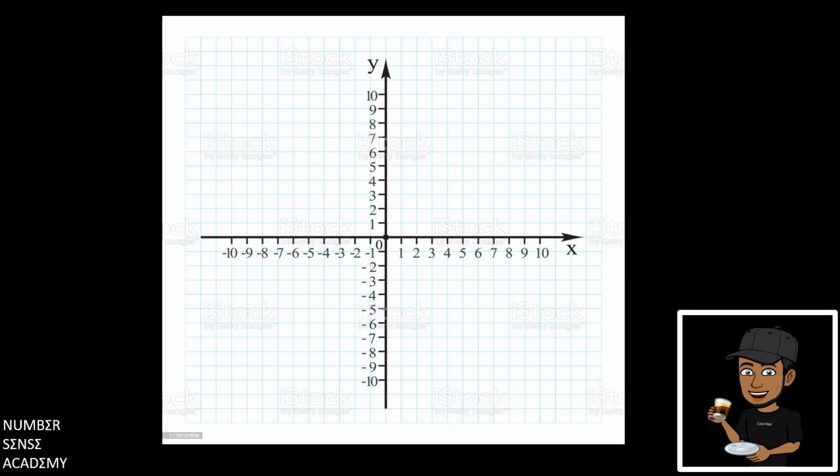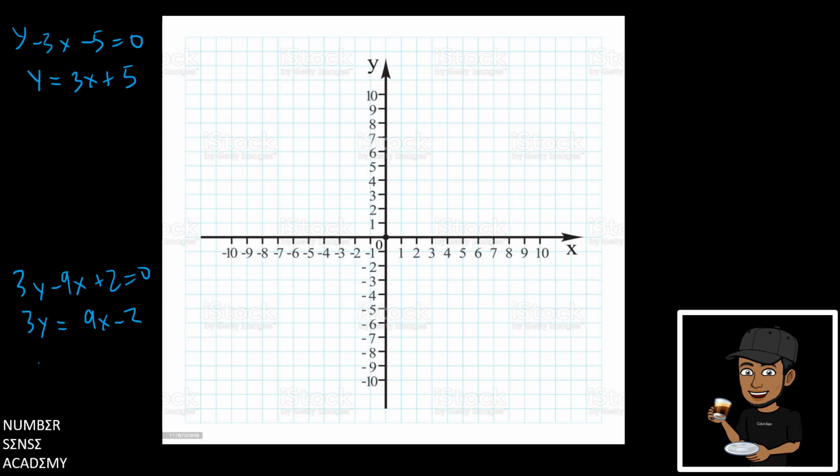All right, keep us going. So now we have y minus 3x minus 5 equals 0, and then we have 3y minus 9x plus 2 equals 0. So this becomes y is equal to 3x plus 5. By now I'm assuming you're really good at solving these equations, so we're just isolating for y. Here I have 3y equals 9x minus 2, and then y is equal to 3x minus 2 over 3.